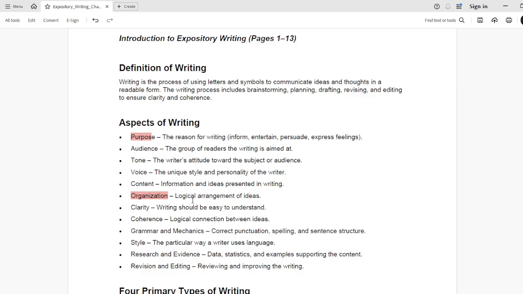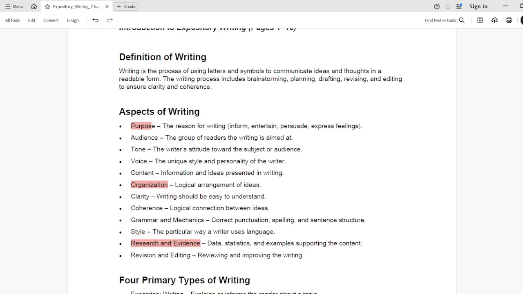Clarity, use easy word to make it understandable for the audience. Coherence shows a logical connection between ideas, okay. And grammar and mechanics, style, the particular way a writer use language. Research and evidence, you have to add specific examples, okay. And moving on, next one, revision and editing is the last phase of your writing, okay.